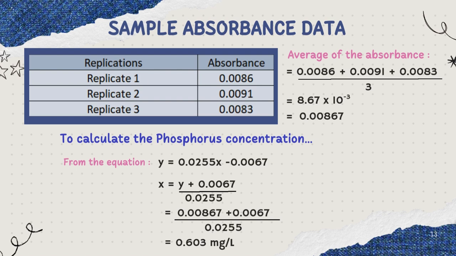Using the regression equation, y equals 0.0255x minus 0.0067, and the average sample absorbance of 0.00867, we rearrange the equation to solve for x, which represents the concentration. After substituting the absorbance value and calculating, we found that the phosphorus concentration in the sample is approximately 0.603 milligrams per liter. This value is slightly above the expected range of 0.1 to 0.5 milligrams per liter, which could indicate a higher phosphorus level in the tested river sample.